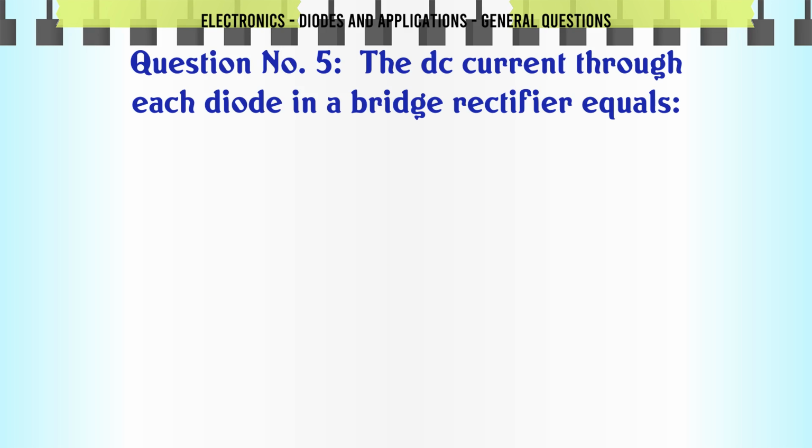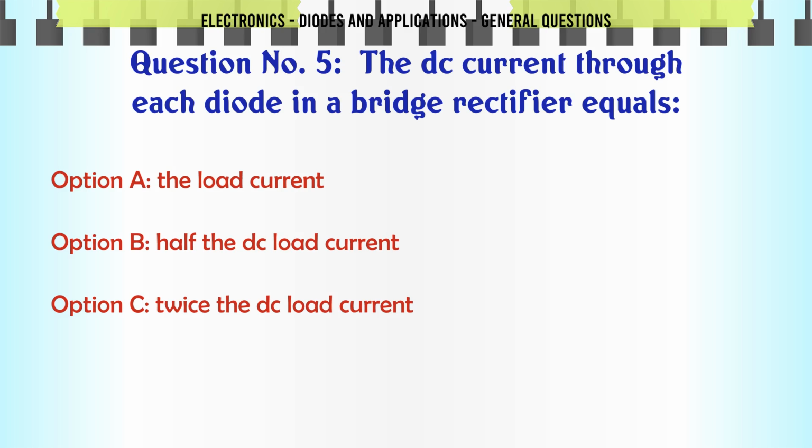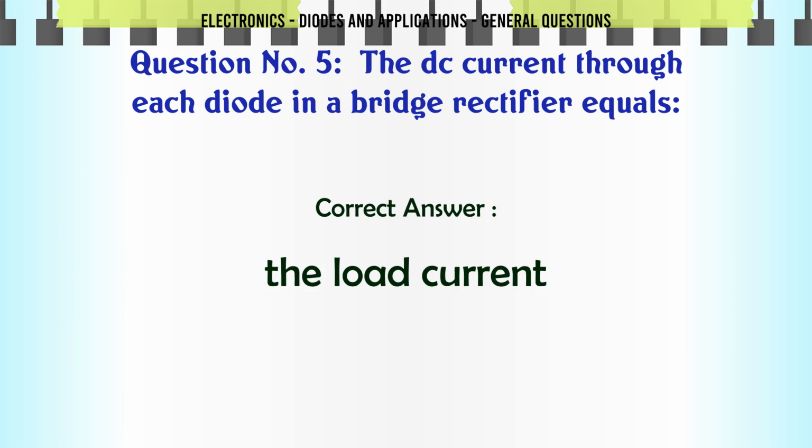The DC current through each diode in a bridge rectifier equals A. The load current. B. Half the DC load current. C. Twice the DC load current. D. 1/4 the DC load current. The correct answer is the load current.